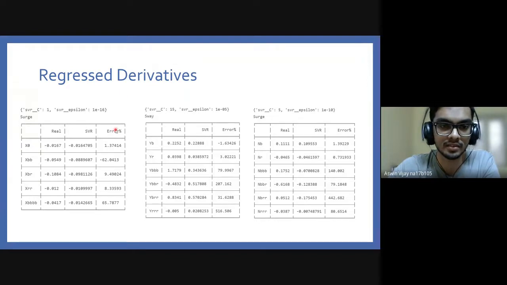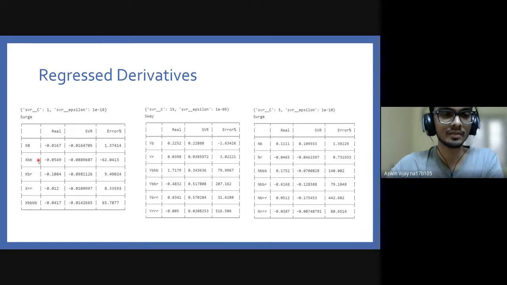You can see that for the surge, most of them are under 10%, while x beta beta are not matching perfectly. You can see the error percentage here. For the linear terms, you can see it's less than 5% error, less than 10% here too. But for the sway and yaw, you can see only the linear terms y beta, yr, n beta, and nr have less than 5% error. The other nonlinear terms still have a high amount of error here and here. So this was where I was getting stuck.